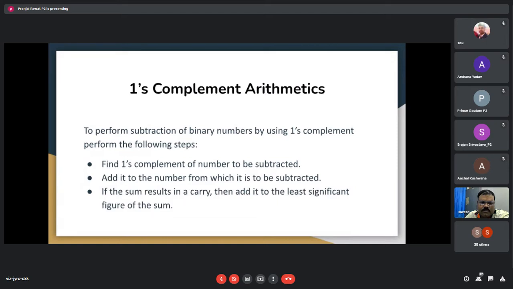In ones complement arithmetic, we can perform subtraction of binary numbers by using ones complement. To do so, we first find the ones complement of the number to be subtracted and then add it to the number from which it is to be subtracted. If it results in any carry, then we add it to the least significant bit of the sum.